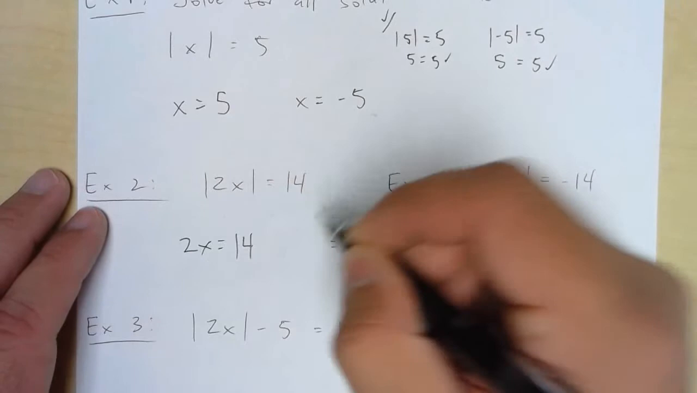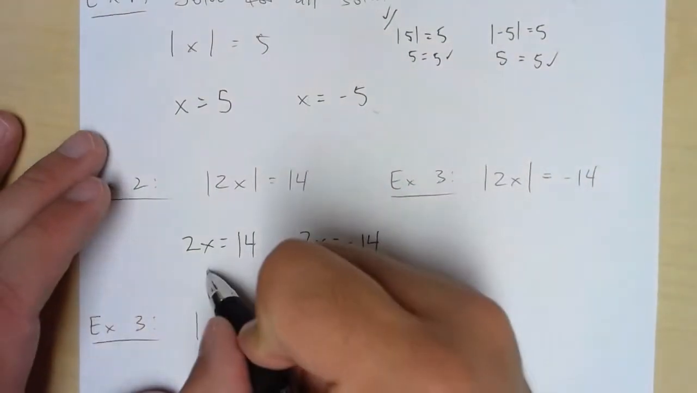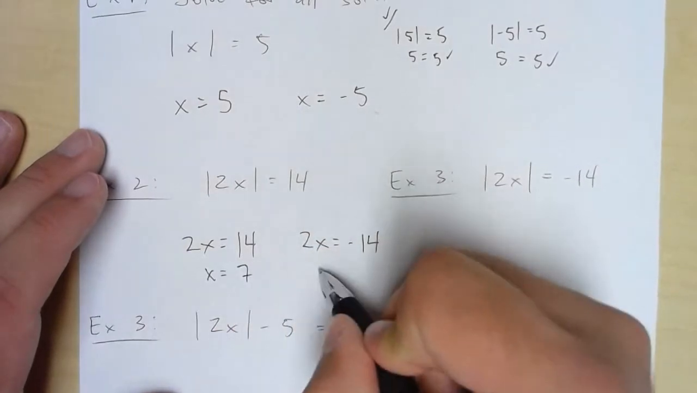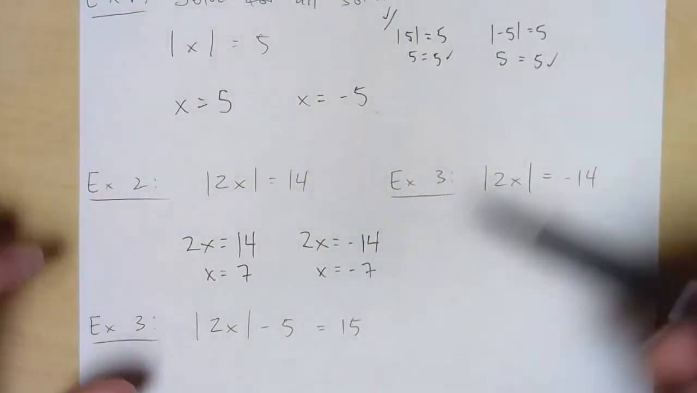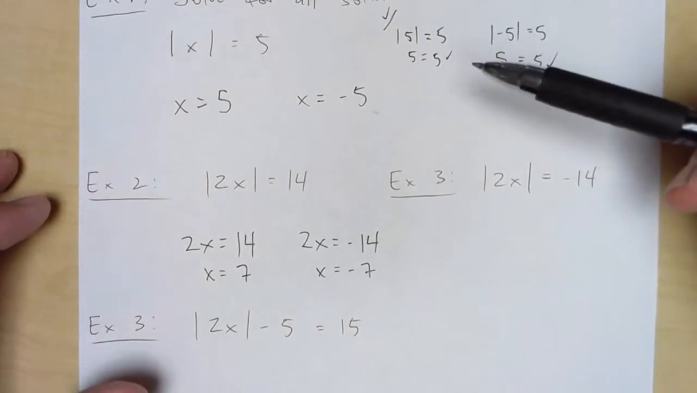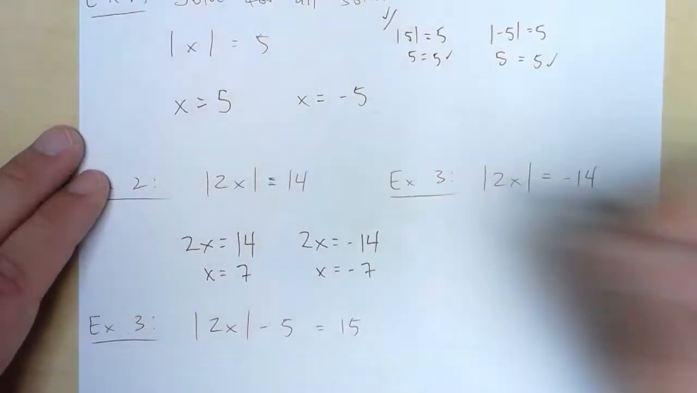So we have 2x and 2x. That's not going to change on the inside. So we're going to divide by 2 for both those. X is going to equal 7, or x is going to equal -7. And again, we can check our work by plugging it back in, just like we did up here for example 1. I think it's unnecessary. So let me just make sure that that's an equal sign.